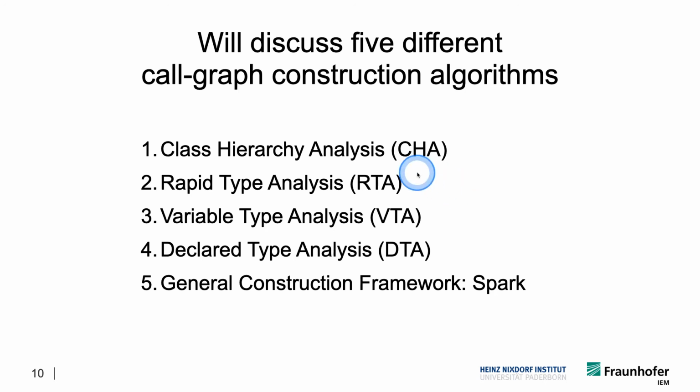Some very basic one is called CHA, and then there's rapid type analysis and variable and declared type analysis. These two are very similar; they are variants of one another. And then in the end, I will also talk about a general framework for constructing these kinds of analyses. This framework is embedded into Soot, and it's called Spark, and it allows you to use all of these algorithms and also implement your own variants of them if you like.